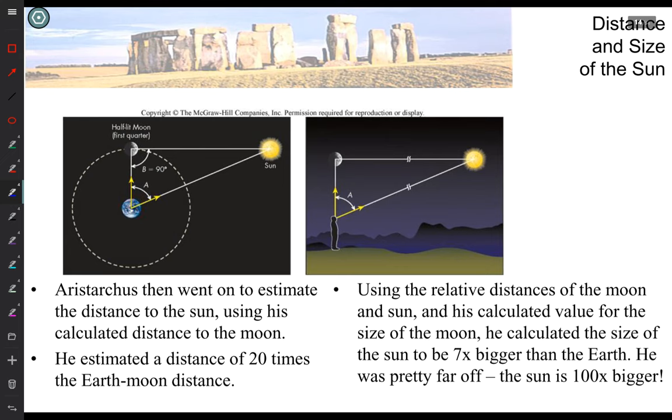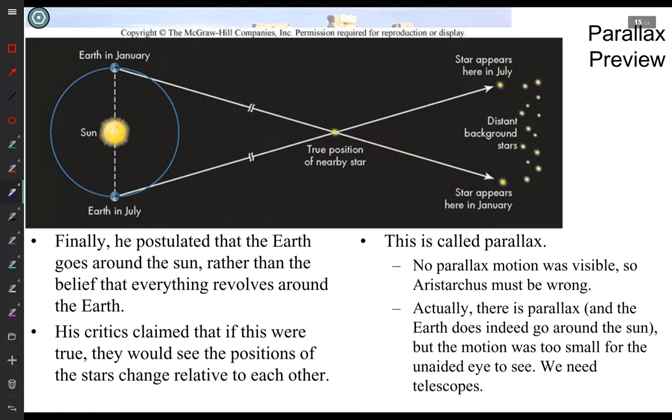But he didn't stop there. He then tried to estimate how far away the sun was. Unfortunately, he was dramatically wrong with his estimate for the sun. He said the sun was only about 20 times farther than the moon is. And based on that, he got the sun to only be about 7 times bigger than the earth. Those numbers were dramatically wrong. But he did some good work, especially considering when this was.